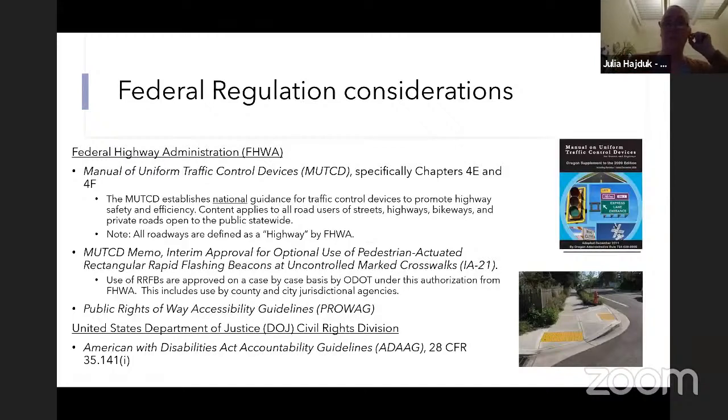The federal regulations that go into this are multiple. So there are federal regulations and state regulations. At the federal level, the Manual on Uniform Traffic Control Devices regulates, and then there's an additional interim approval for the rectangular rapid flashing beacons that specifically guides those. There are public right-of-way accessibility guidelines, and then the ADA for curb ramps. Bob, do you want to add anything here? I'm going through this pretty quickly.